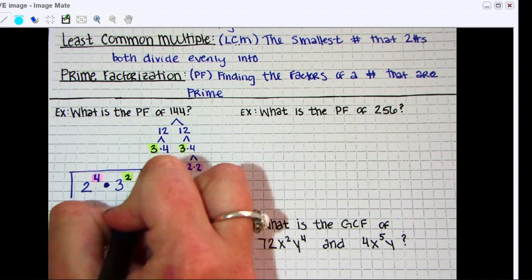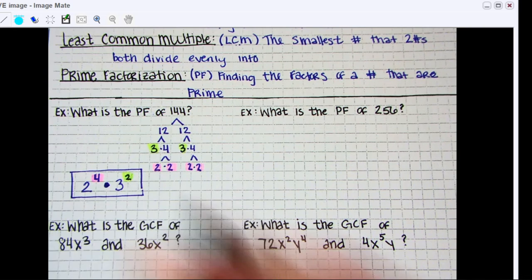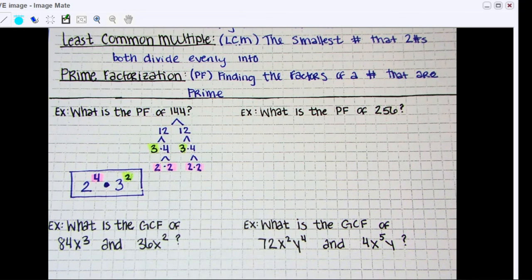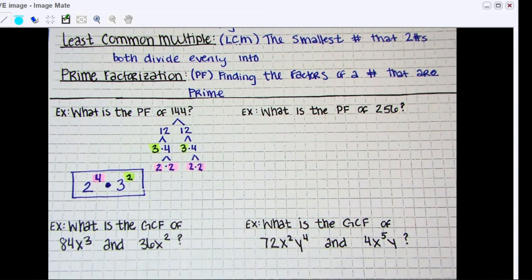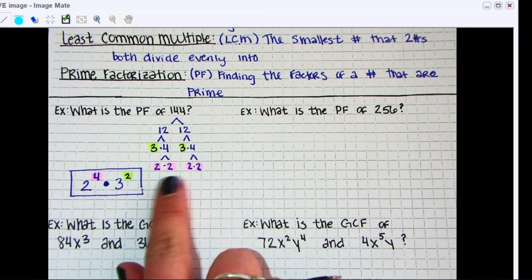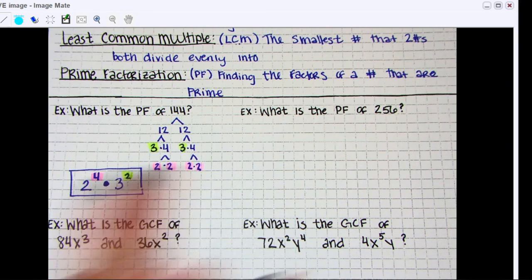That is the answer. However you were to break down 144, you will eventually get the same answer. One way might be faster. You know, if I started with 2 times whatever, that would just take a little bit longer to break down. So try 256. Remember, you're breaking it down to just primes. That's why we don't put 1 in here at all, because 1's not a prime number. So take a second, try 256.